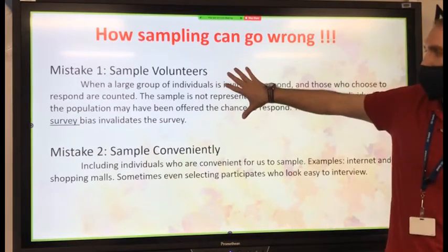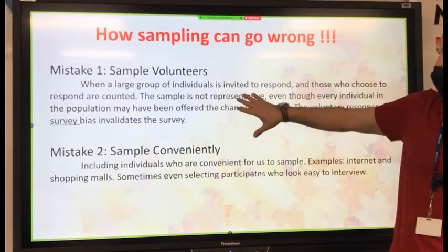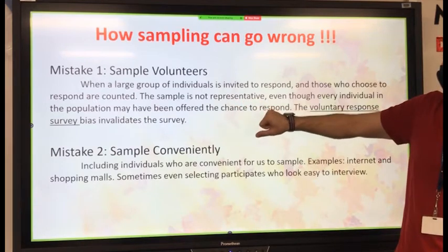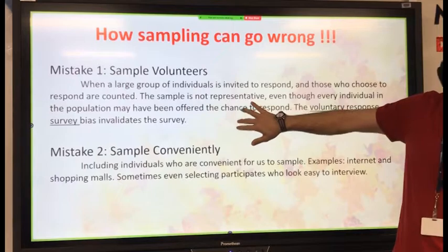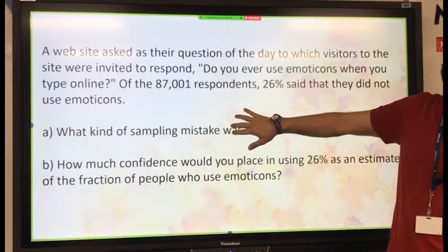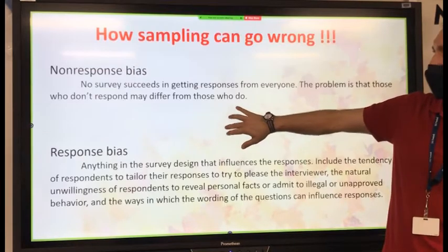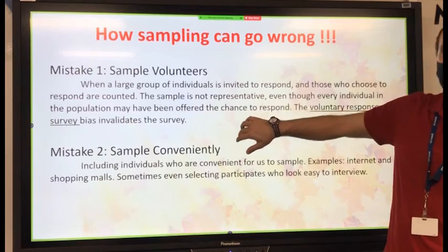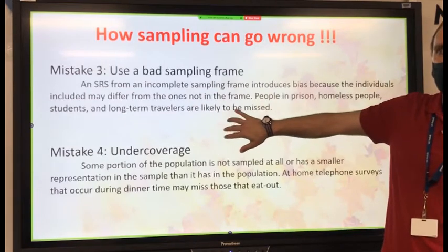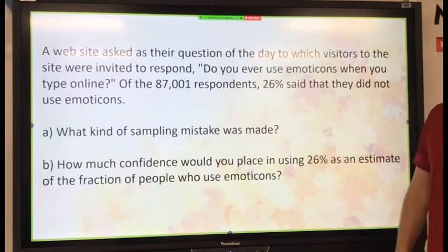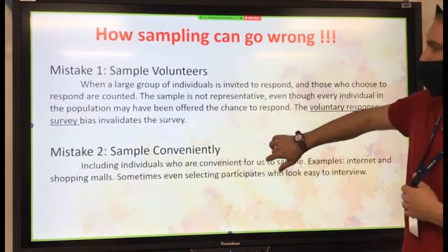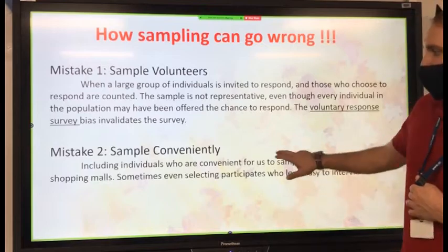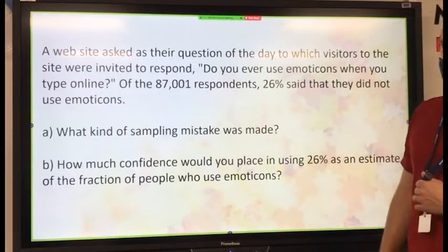Was it a sample of volunteers? Did they make this mistake? Did they make that common mistake? Did they only include people who responded in this survey? I would say so. What about mistake number 2? Sample conveniently. Did they make that mistake here?